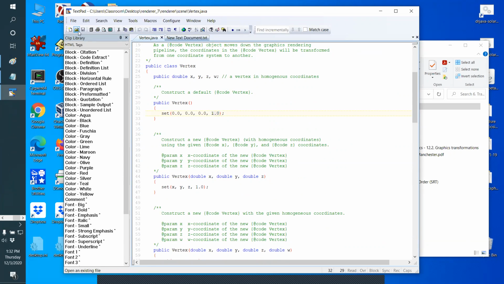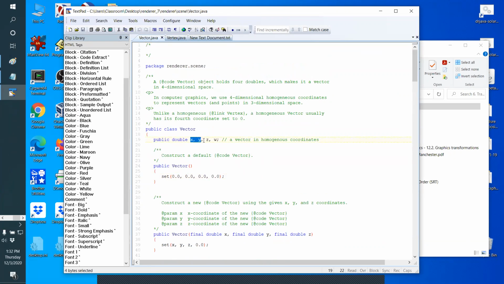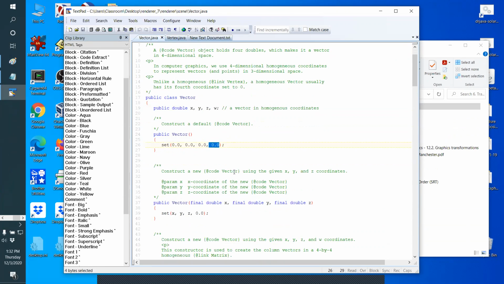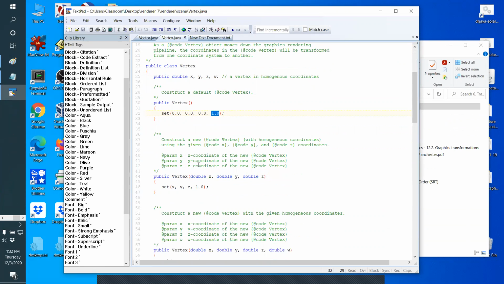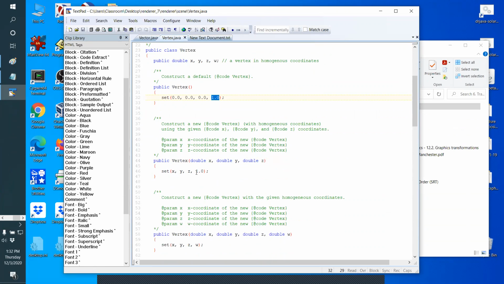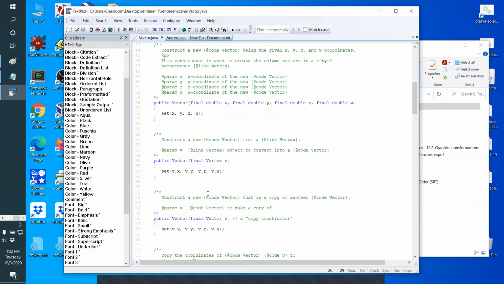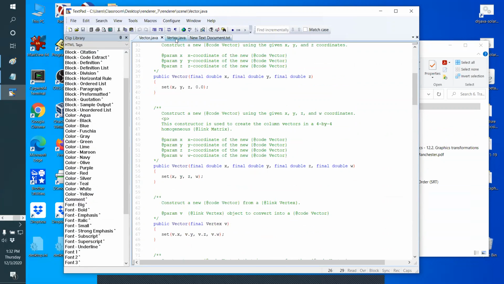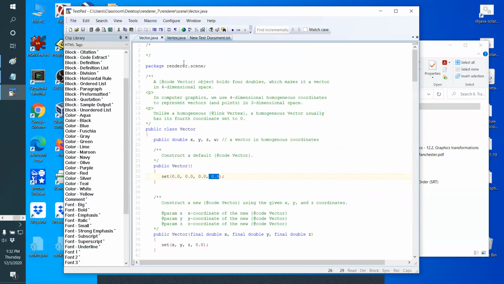Now there's also a vector class now that wasn't there before. The vector class has x, y, and z, and it allows there to be a 0 in the 4th coordinate. So now there's going to be a vector class and a vertex class. The vertex class will have a 1 in the 4th coordinate, and the vector class will have a 0 in the 4th coordinate. So now the renderer separates the vertex idea from the vector idea, but they're both homogeneous. They both use 4 numbers.